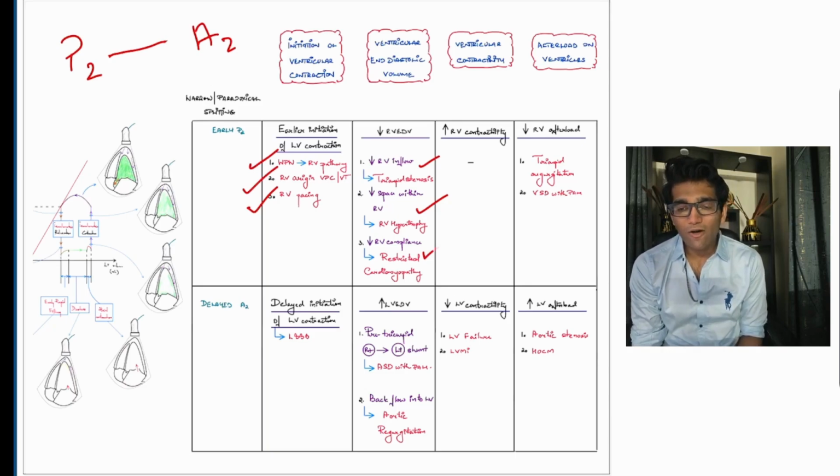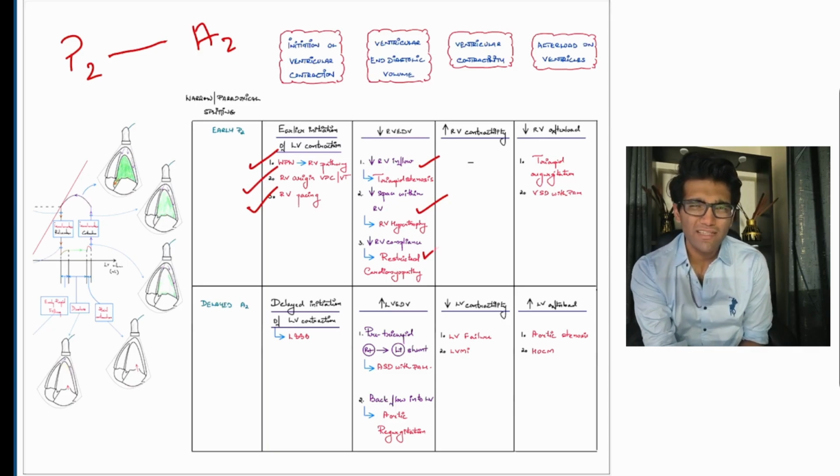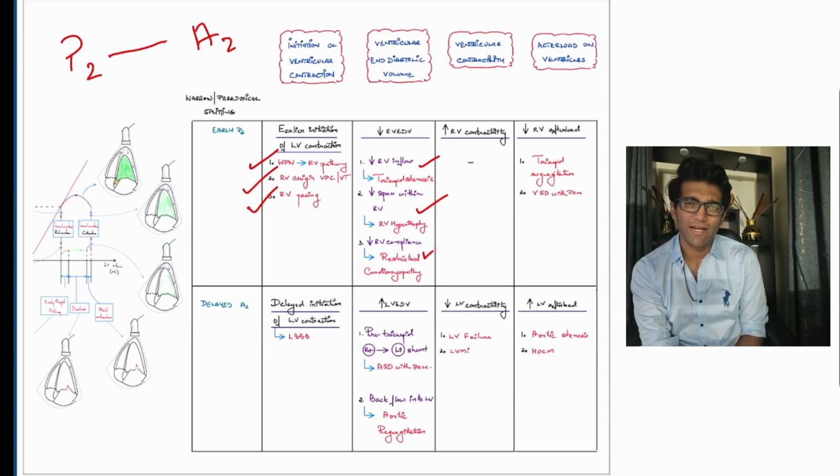Now the last thing is when there is increased RV contractility. So as we discussed, in a normal person, LV contractility is always more than RV contractility. So if you give them digoxin, it preferentially causes increased contractility of the LV rather than the RV. So such a condition doesn't exist. On the other hand, RV afterload can decrease.